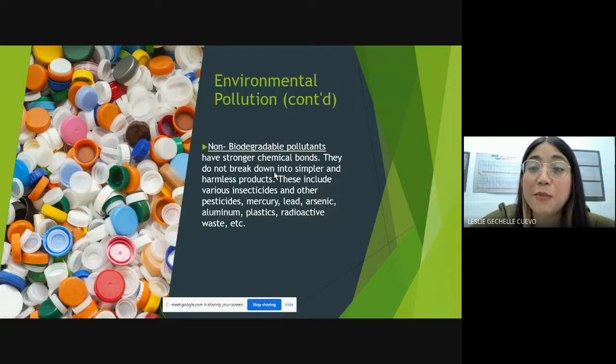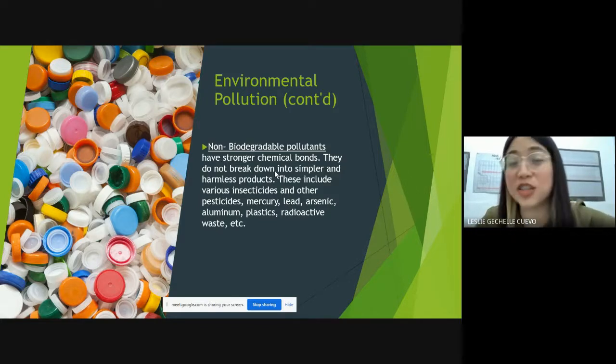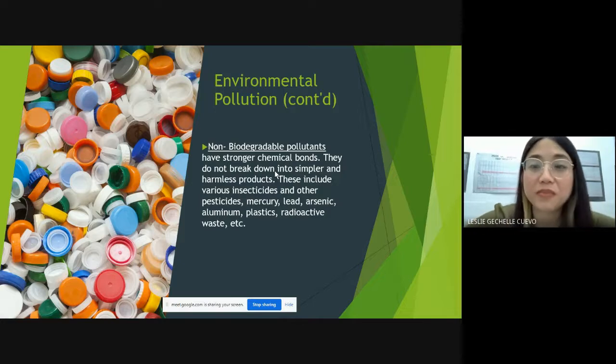They have stronger chemical bonds. They do not break down into simpler and harmless products. Unlike biodegradable pollutants, actually, yung pupu nga, ginagawa pang fertilizer, di ba? So, napapakinabangan pa siya kahit na considered as waste siya.